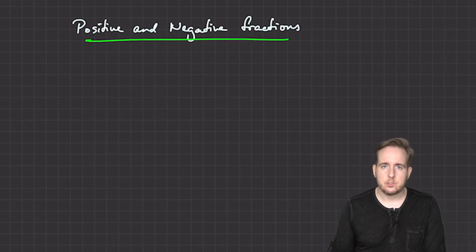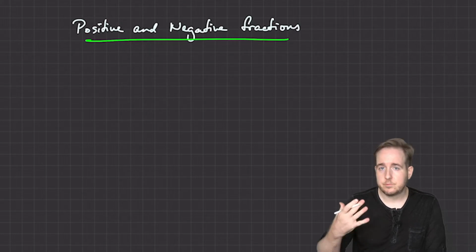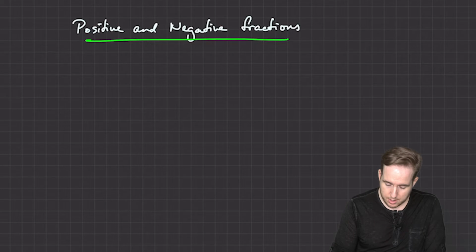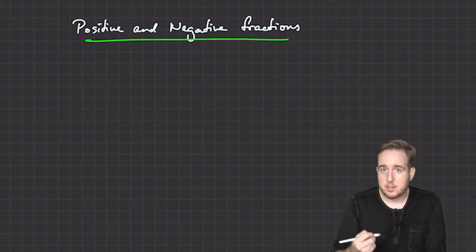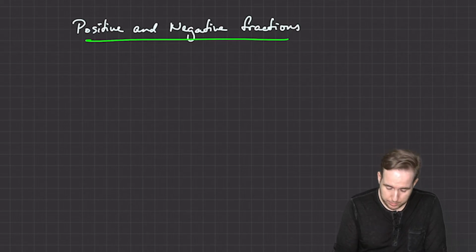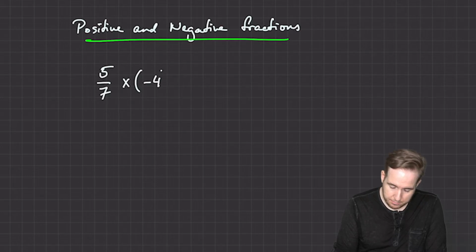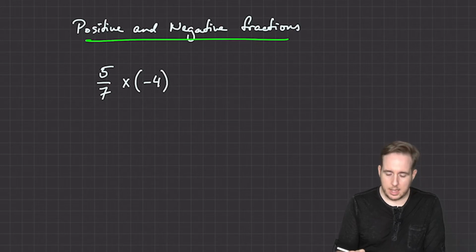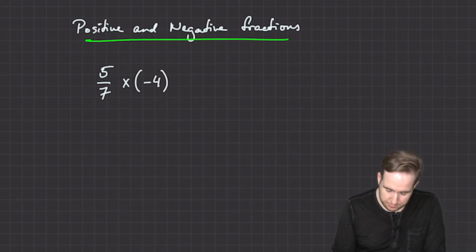Okay? And if you're familiar with integers, positive and negative numbers, positive and negative fractions are more or less the same thing. So you could come up with a fraction which has a negative in it in several ways. So you could, for example, just because it got multiplied by a negative number. So we could have 5/7 times -4.